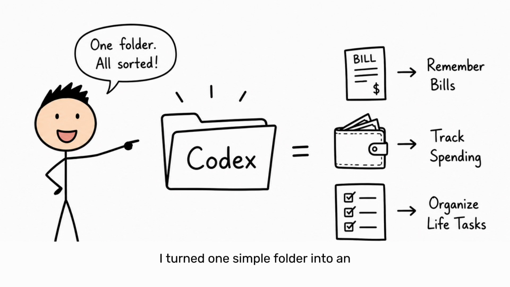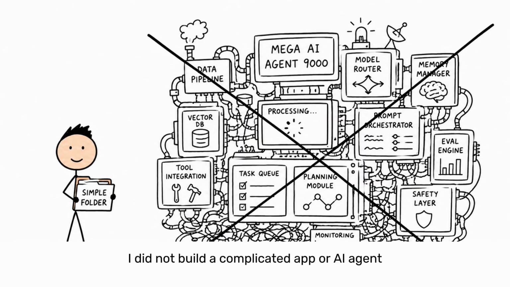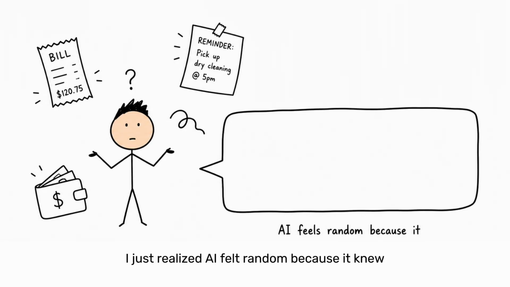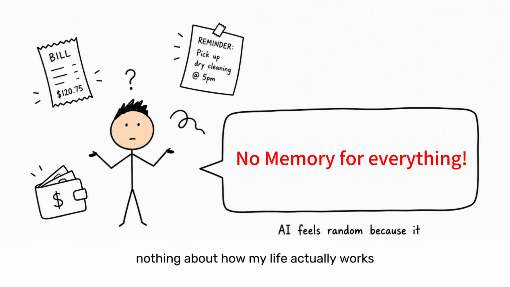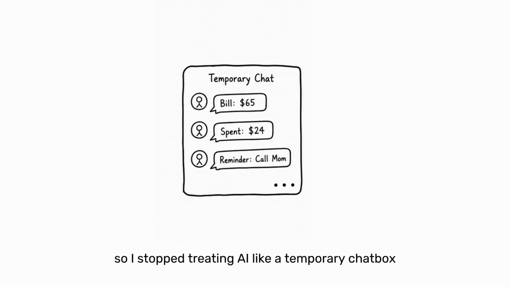I turned one simple folder into an AI that remembers my bills, tracks my spending, and organizes the boring parts of my life. I did not build a complicated app or AI agent. I just realized AI felt random because it knew nothing about how my life actually works. So I stopped treating AI like a temporary chat box.